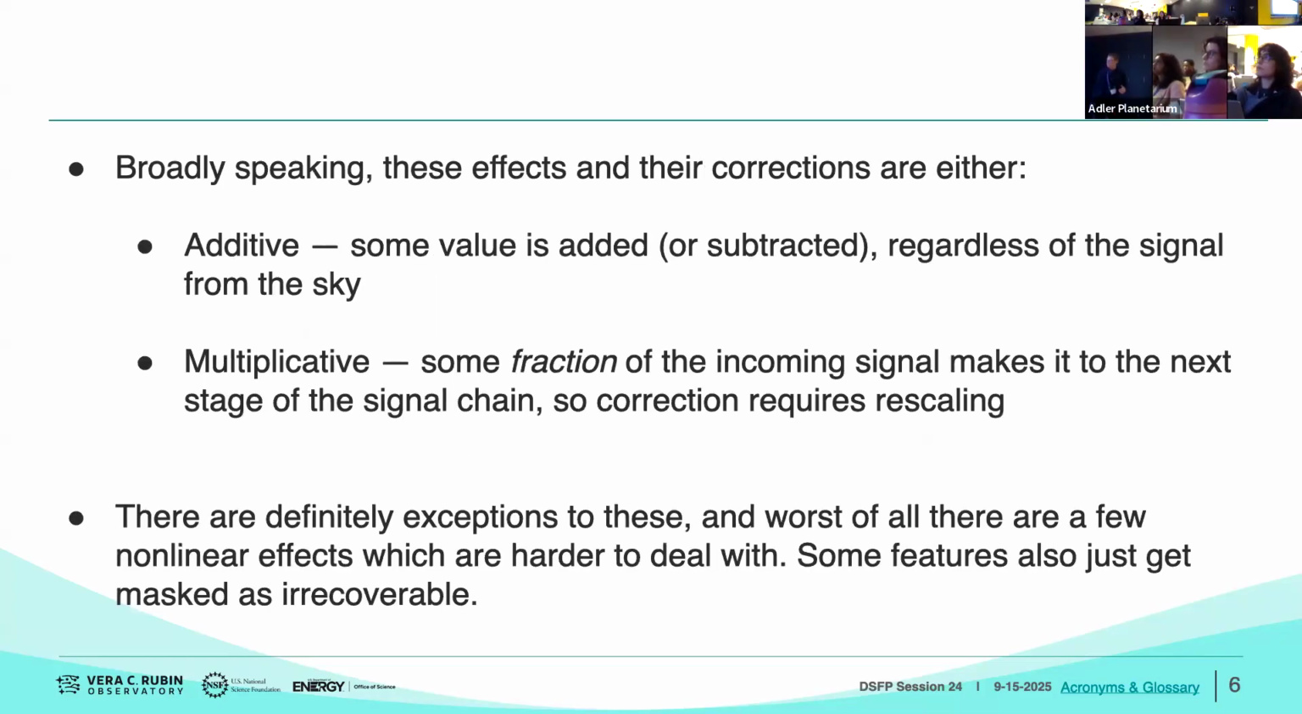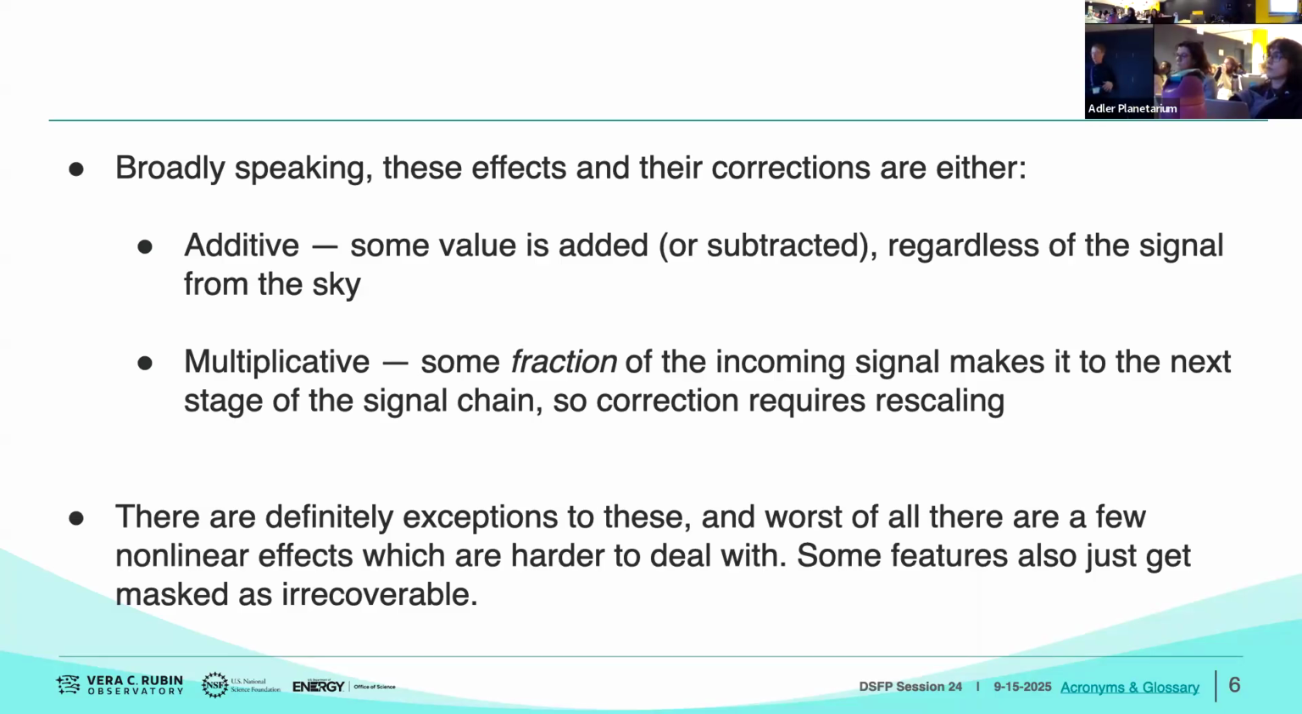Broadly speaking, this is super broad, but it's a useful framework for thinking about this: we have both additive effects in the images and multiplicative effects in the images. Sometimes something has been added, irrespective of any amount of flux coming from the sky. We'll get into examples of that. And then in many cases, some amount of the flux from the sky is taken away. It's eaten, put somewhere that we can't actually measure it, but that's always a fraction of the incoming signal. So that correction is going to be a rescaling of the image rather than just an addition and subtraction.